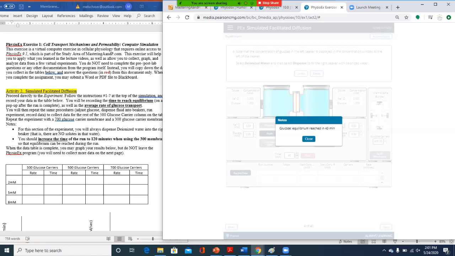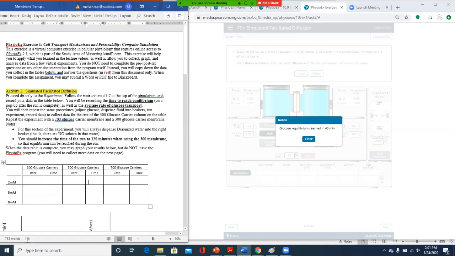And so we can take this 43 minutes over to our chart over here. And so we had 2 millimoles of glucose, 500 glucose carriers. And so the time it took to reach equilibrium, we can just type in that it was 43 minutes. Okay, and so you will be doing exactly this when you proceed with this experiment.